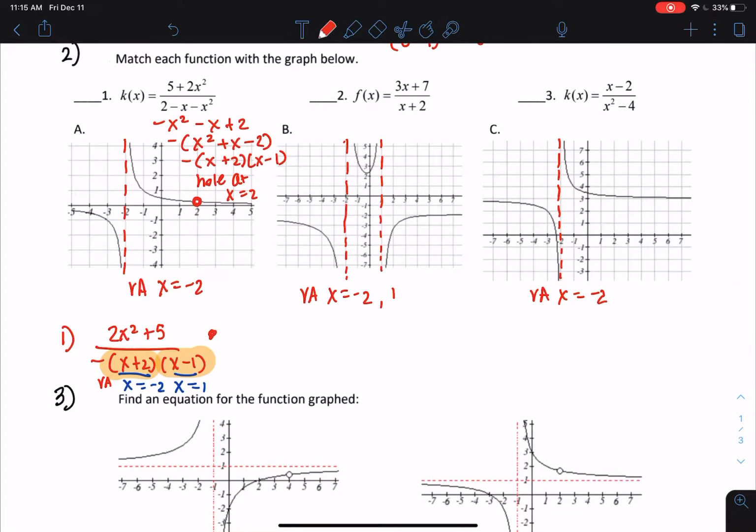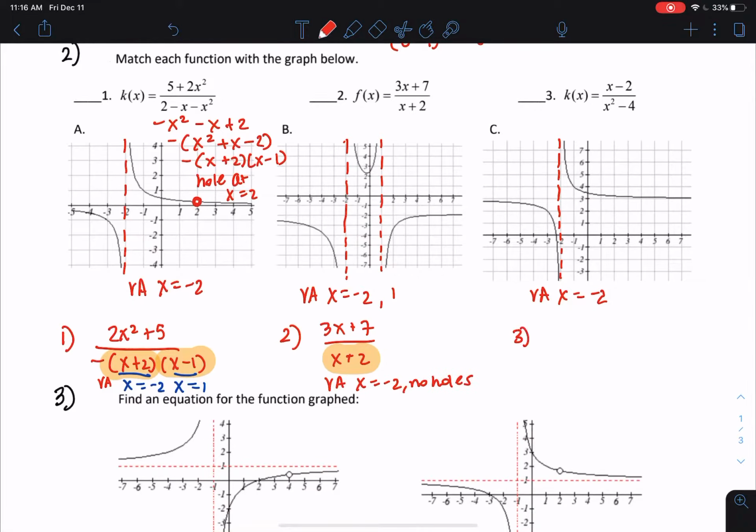Let's look at number 2. Number 2, the top doesn't factor. The bottom doesn't factor. So number 2 only has a vertical asymptote at x equals negative 2. There's no holes or anything. Let's make a note, no holes.